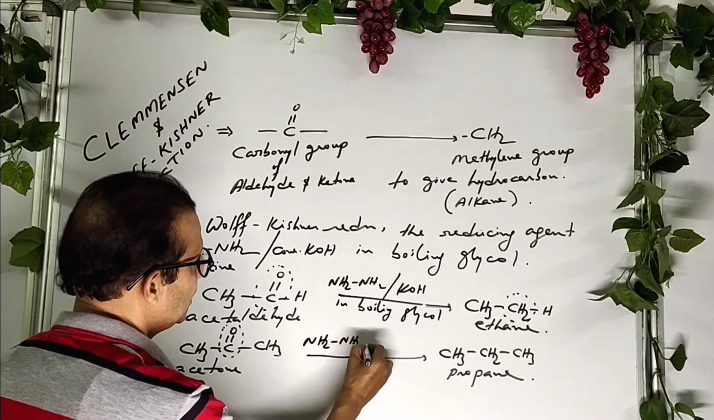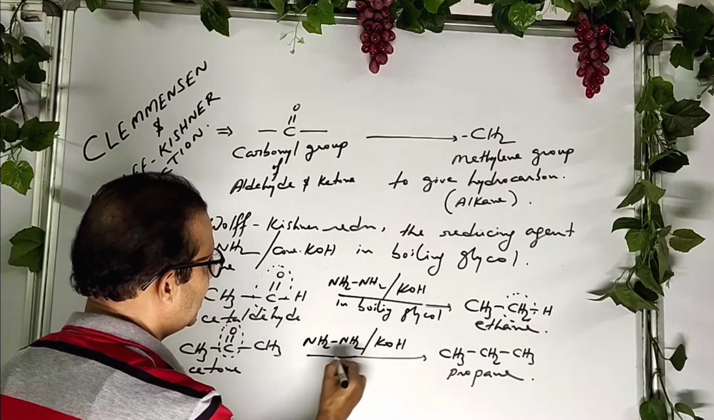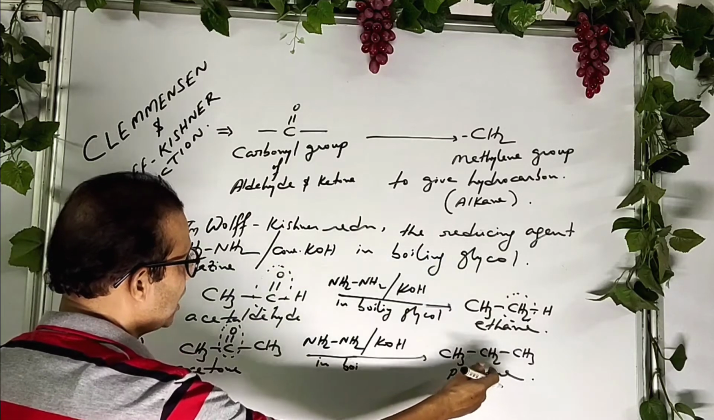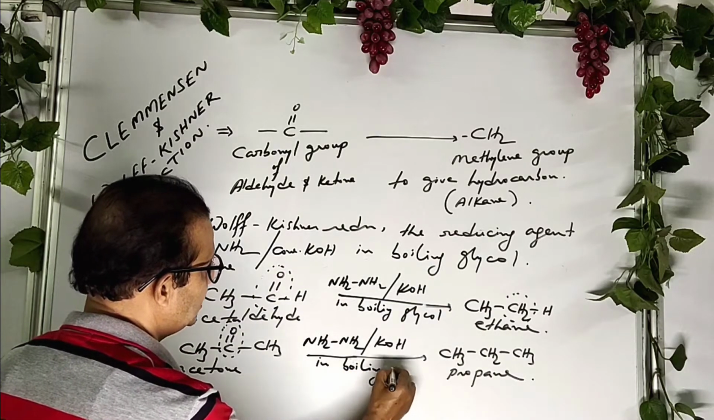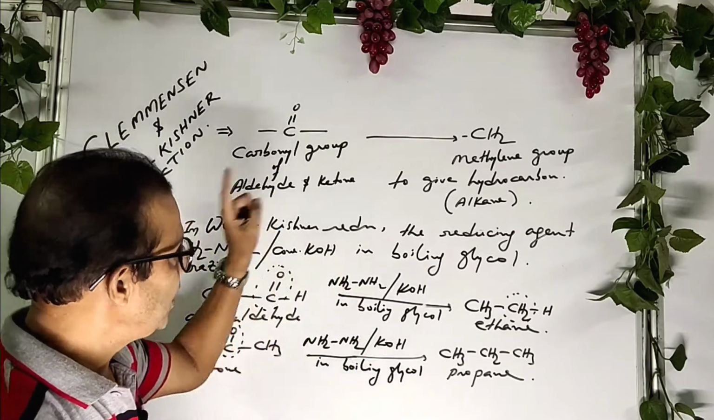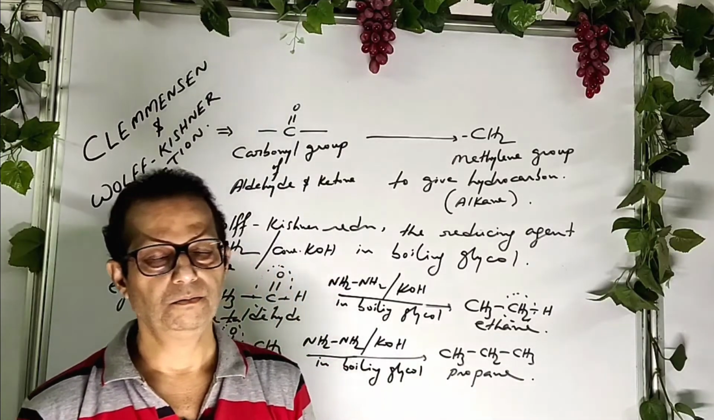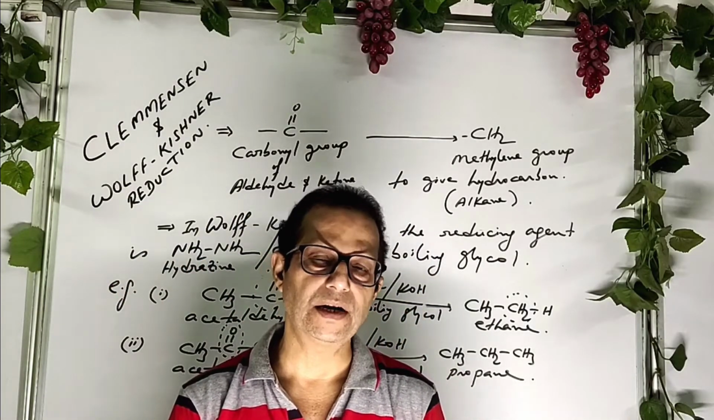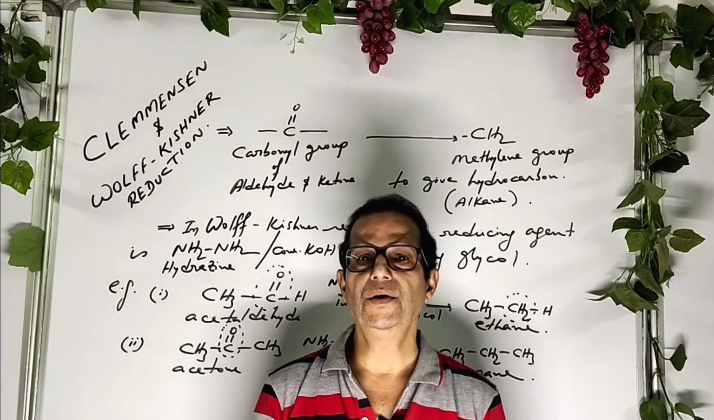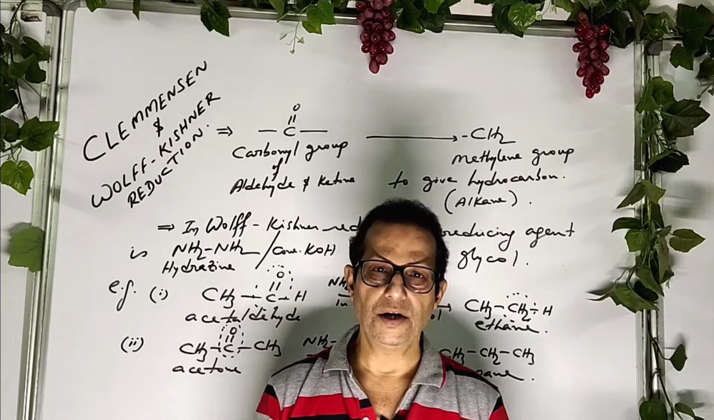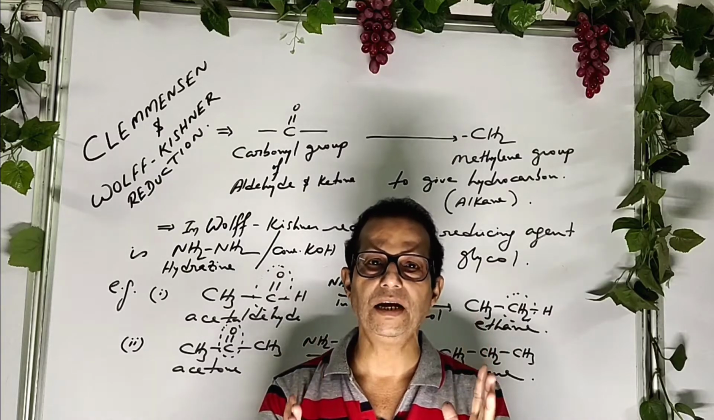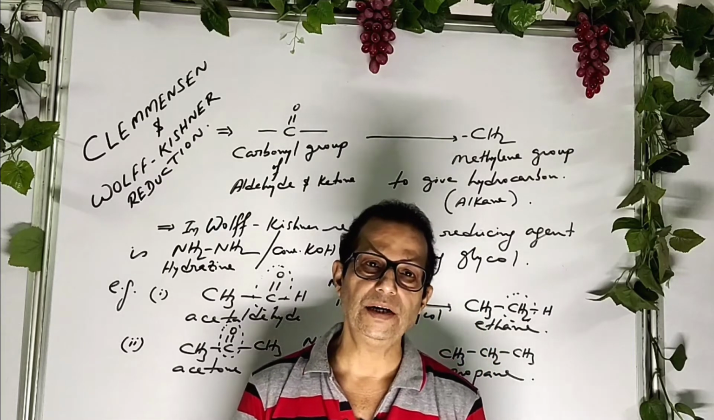So you see in both of the reductions, Clemmensen and Wolff-Kishner, the reactants and products are the same, only the change is the reagents. During Clemmensen reduction, the reducing agent is zinc mercury amalgam and concentrated hydrochloric acid, while during Wolff-Kishner reduction, the reducing agent is hydrazine, potassium hydroxide heated in boiling glycol. So I think you understand it.